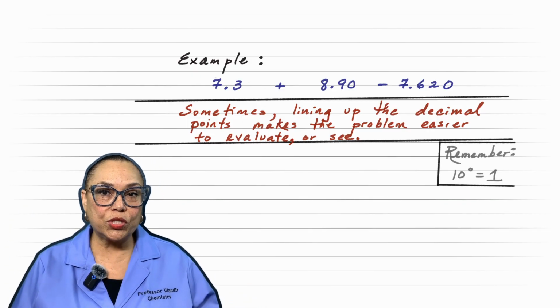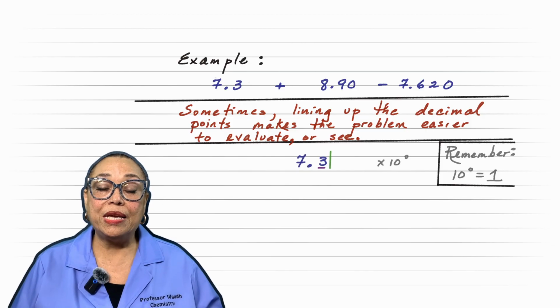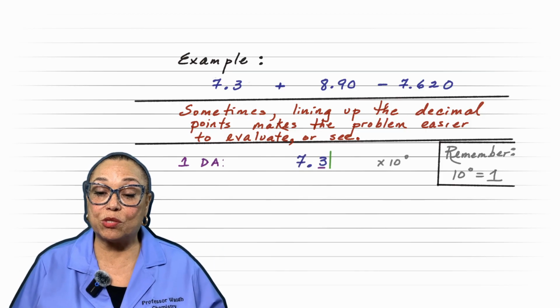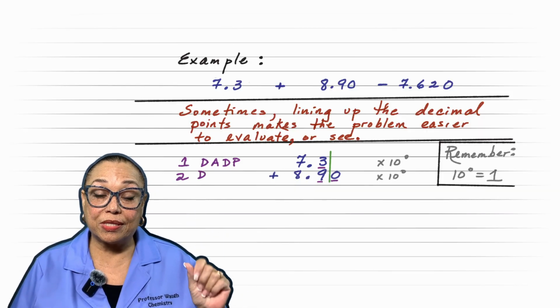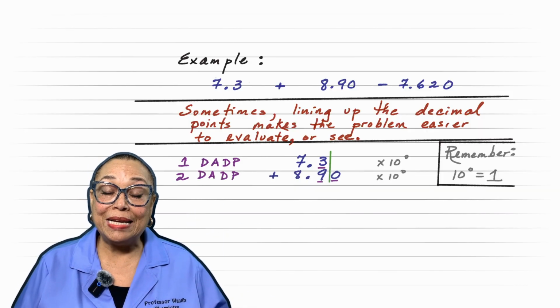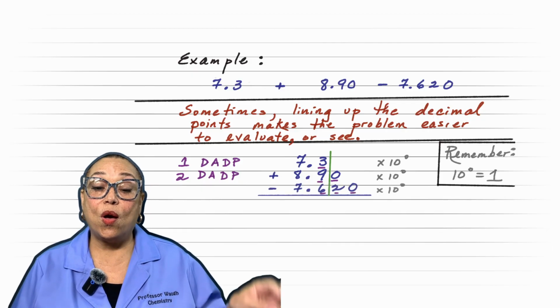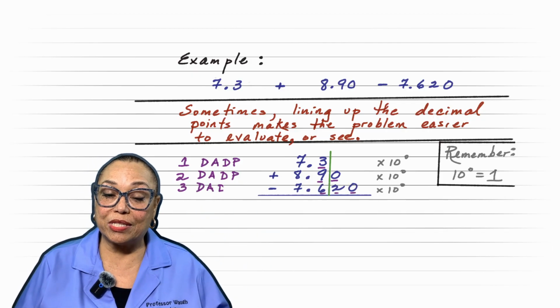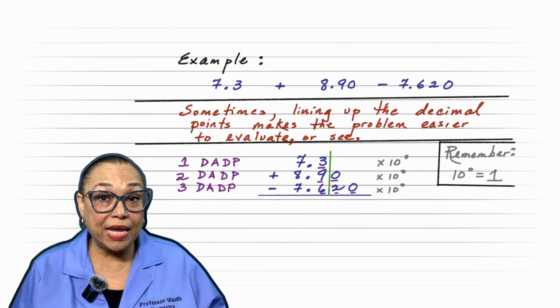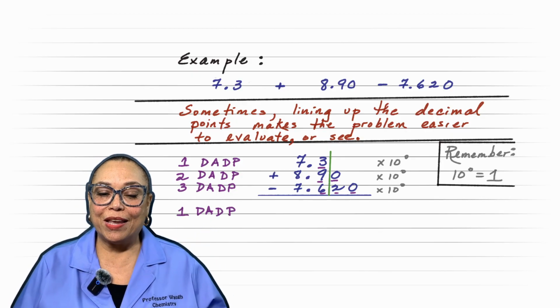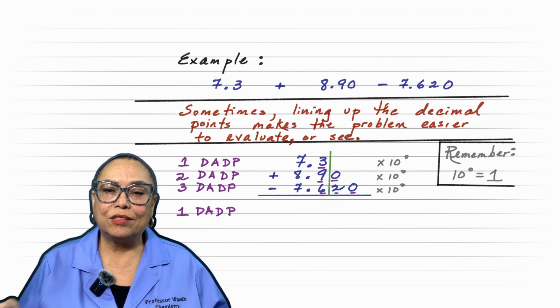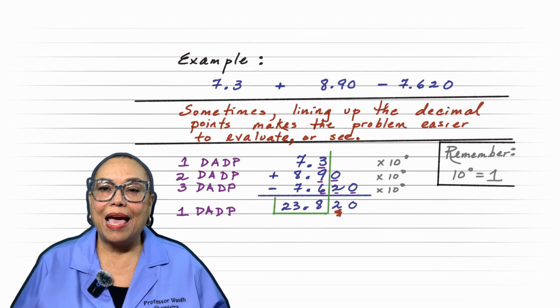So when we look at the first number, 7.3, we only have one digit after the decimal point. Plus 8.90, that's two digits after the decimal point. Minus 7.620, three digits after the decimal point. So our resulting answer must have what? One digit after the decimal point. So we box it in, 23.8.